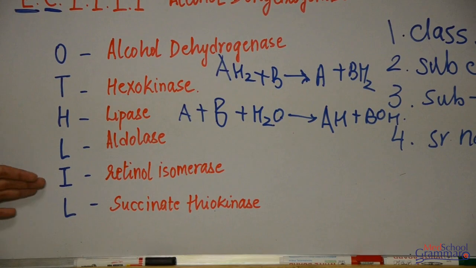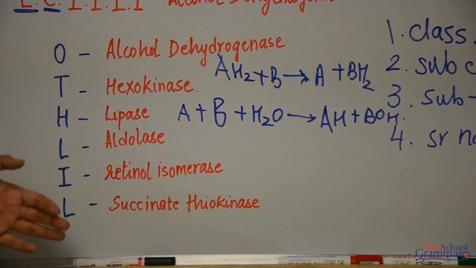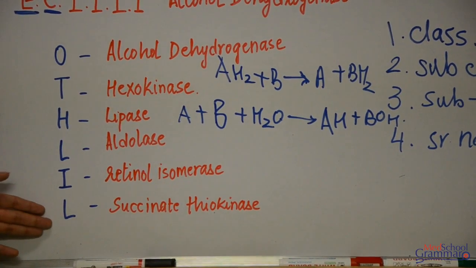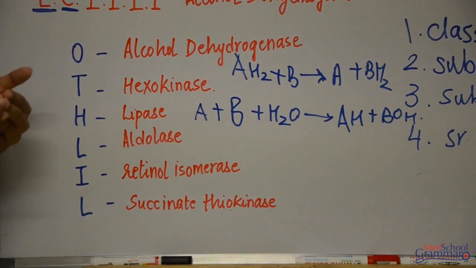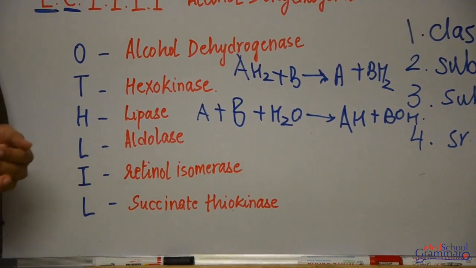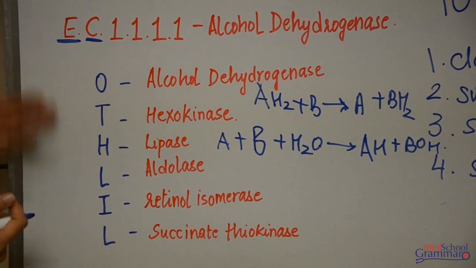Then we have isomerase. Isomerase is involved in isomerization reactions. We've seen many of those. Then we have ligase. Ligase is involved in joining of molecules and formation or synthesis of a new bond. Alright. Now we have examples of each of these.